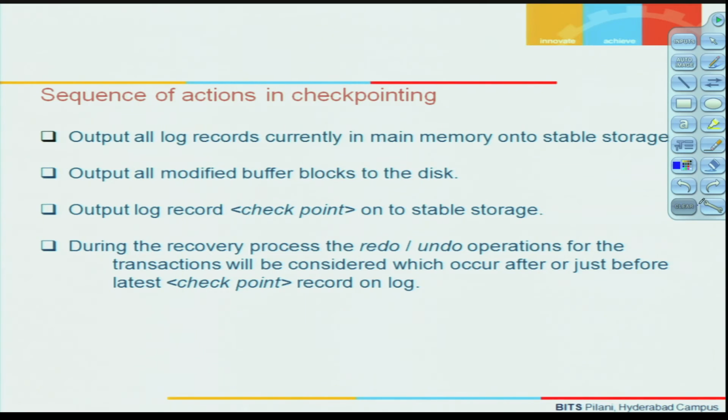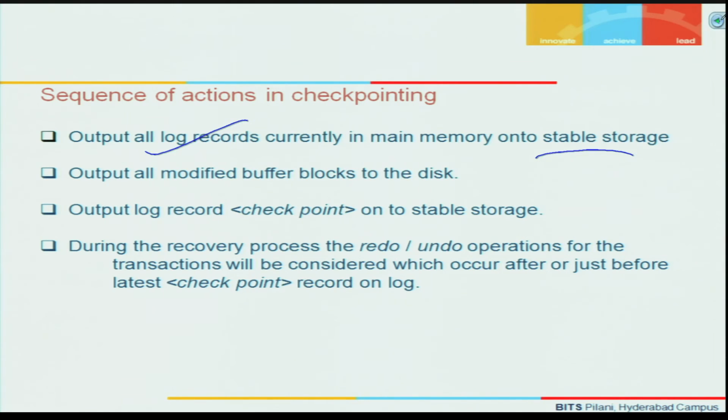Now, what are the various actions or sequence of actions that are executed in checkpointing? First thing is to output all log records currently in main memory onto the stable storage. Stable storage is the one where once you store the data, you will never lose it. There is no loss of data when you store data on the stable storage. That means the first action is that we need to write all the log records to the stable storage.